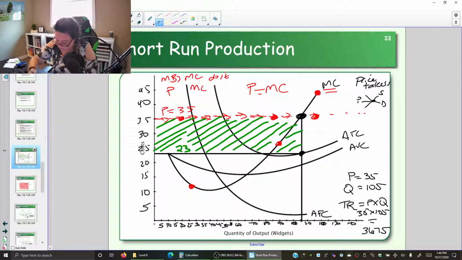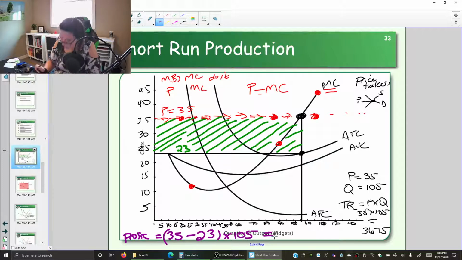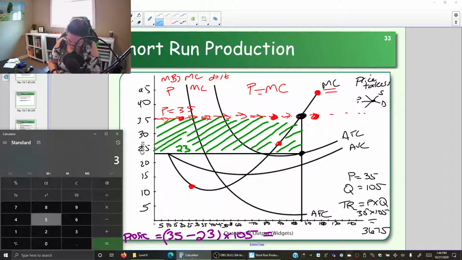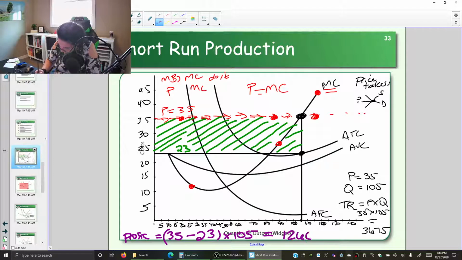So to find our profit, we're going to take our price of 35, subtract the per unit cost of 23, and multiply that times the number of units, 105. So we pull out our calculator again, 35 minus 23. So we're making profit per unit at $12, okay? And we're making that $12 for all 105 units. So our profit here is $1,260.